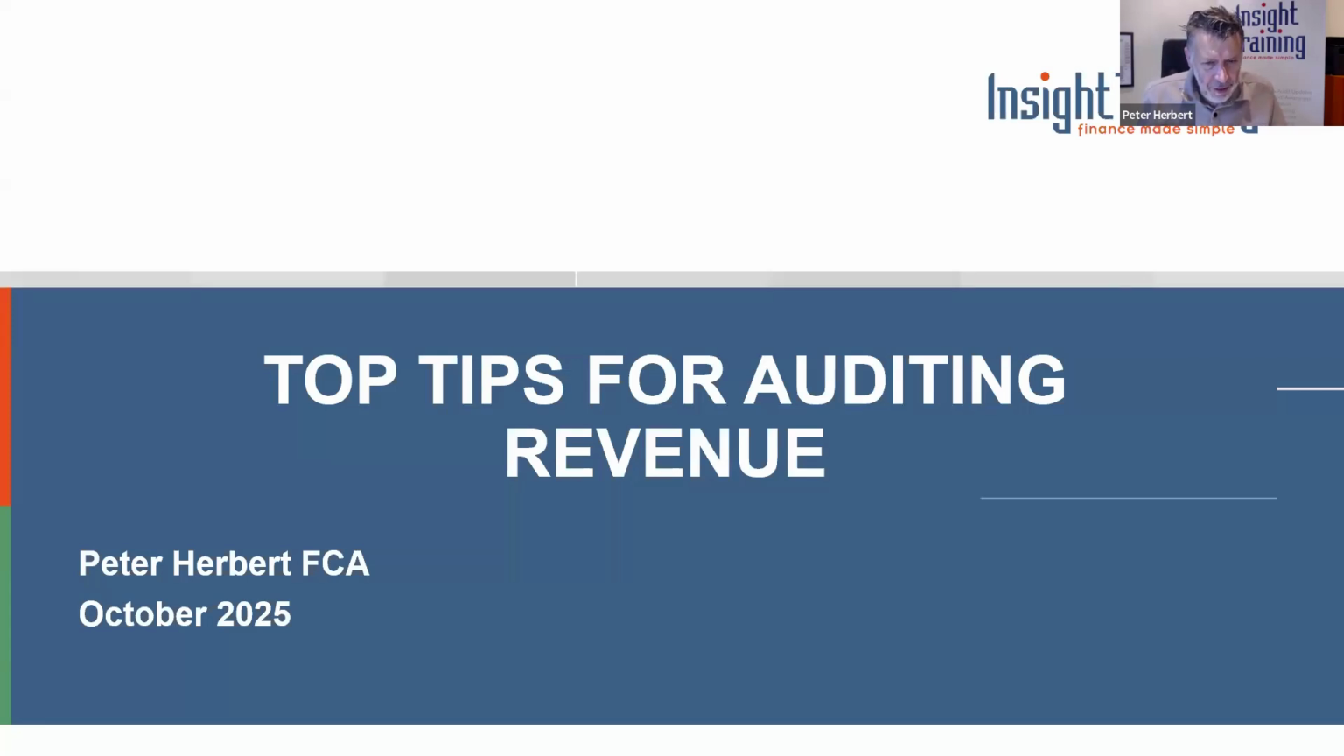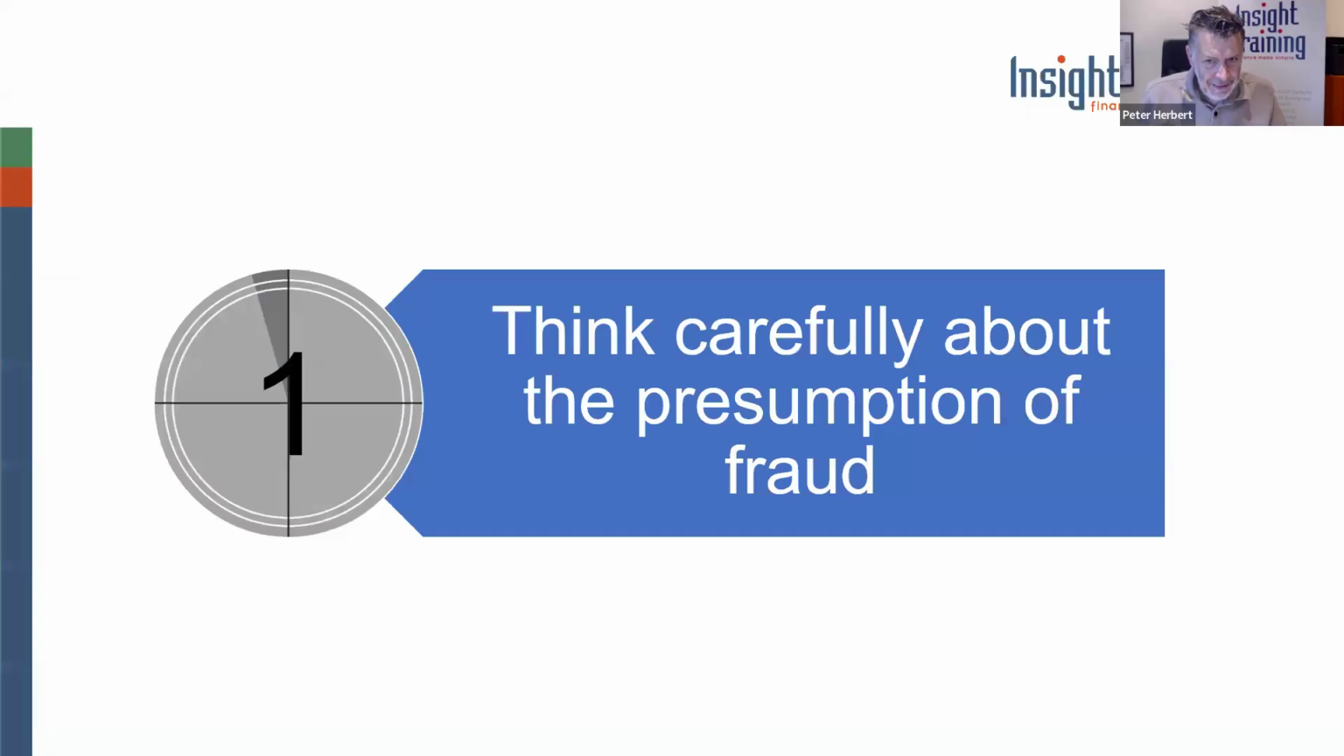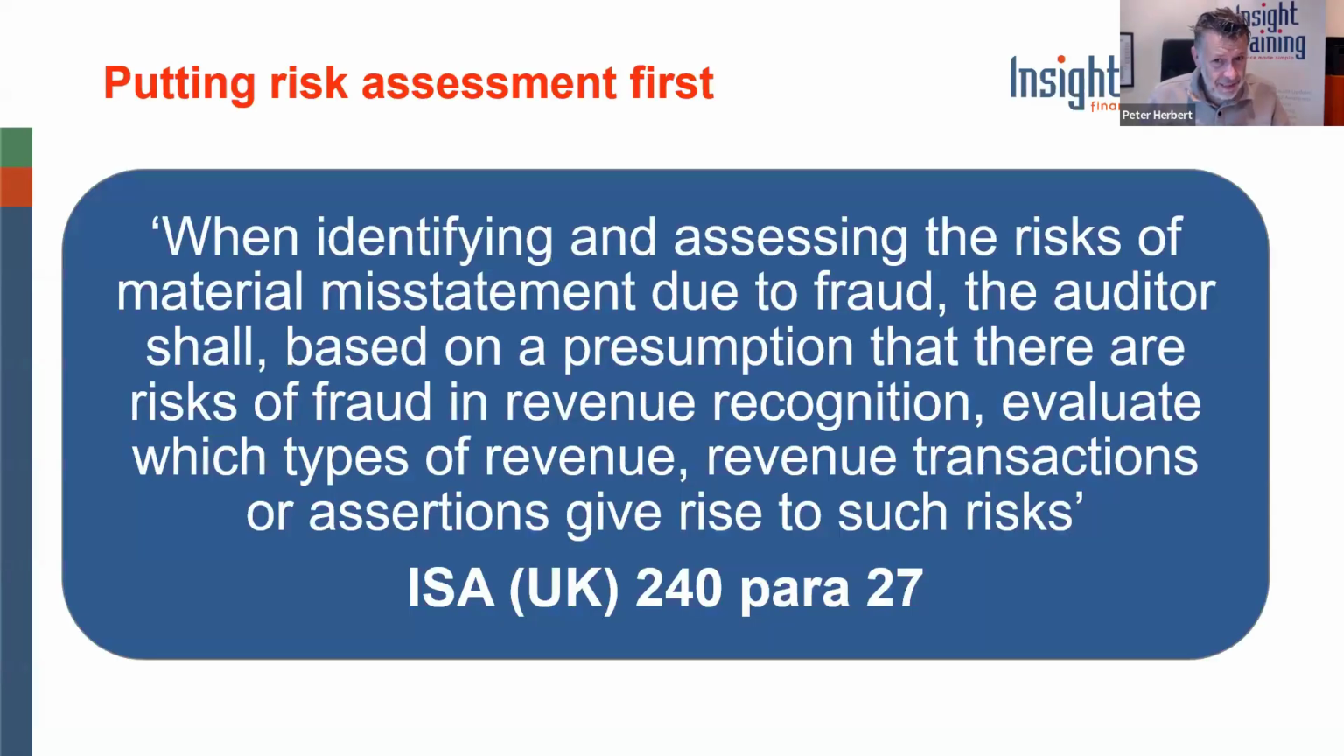Okay, so our top tip 1, looking at the planning aspect, is to think carefully about the presumption of fraud. And before we get into the detail on that, let's remind ourselves of the requirement within ISA UK 240 fraud. And here's what it says. So when identifying and assessing the risks of material misstatement due to fraud, the auditor shall, based on a presumption that there are risks of fraud in revenue recognition, evaluate which types of revenue transactions or assertions give rise to such risks. And I guess off the back of that, plan and perform testing in response to those identified risks.